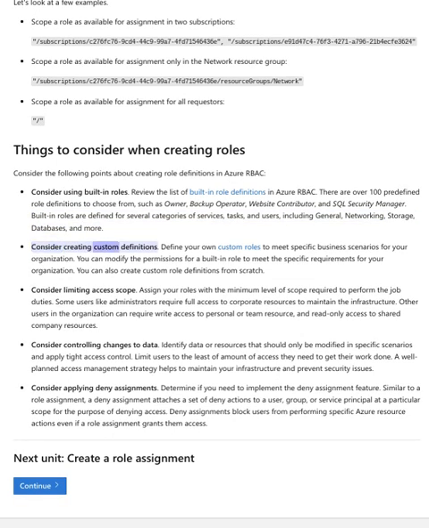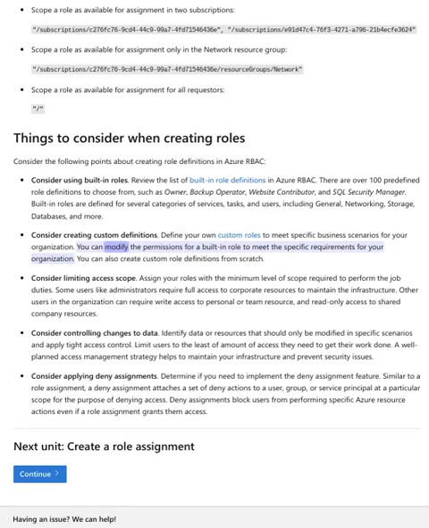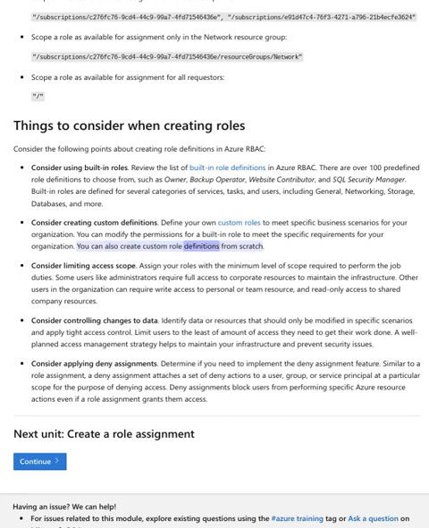Consider creating custom definitions. Define your own custom roles to meet specific business scenarios for your organization. You can modify the permissions for a built-in role to meet the specific requirements for your organization. You can also create custom role definitions from scratch.